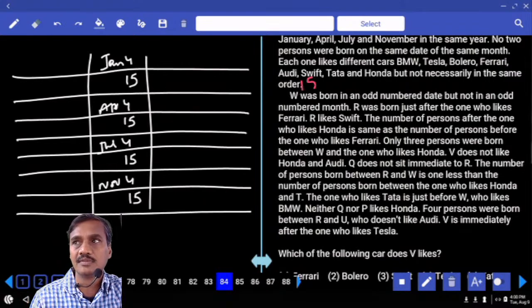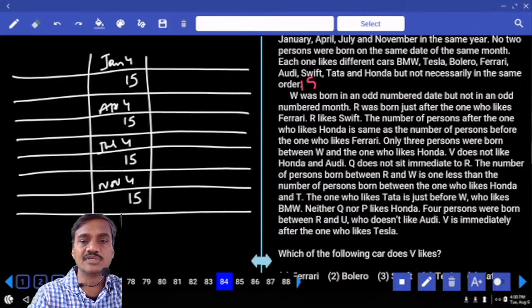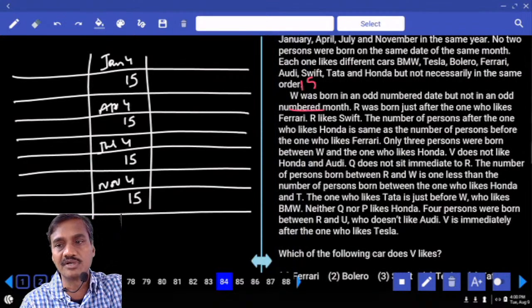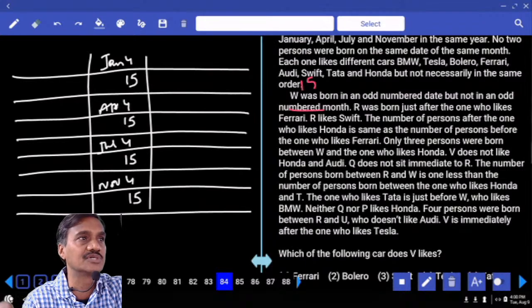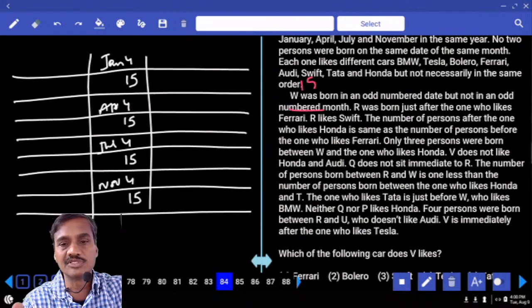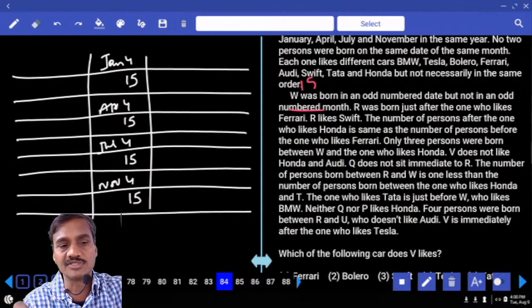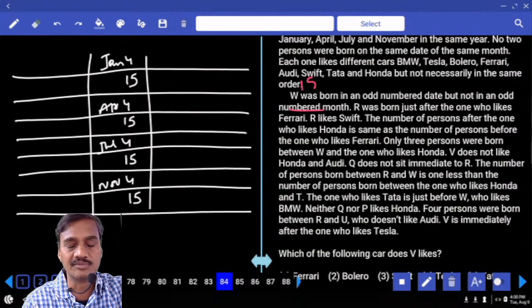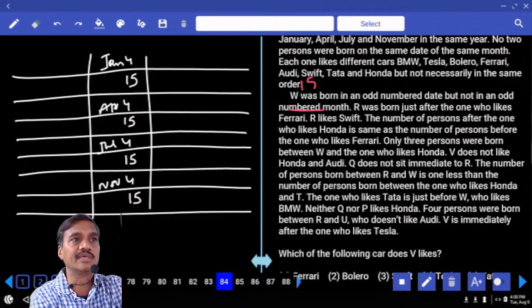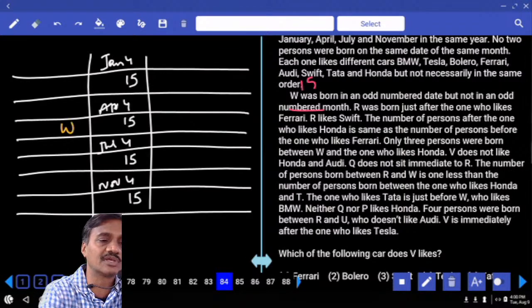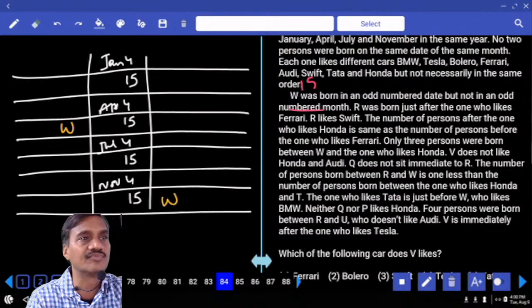But not in the month in which there are odd number days. A small correction is required here: it is not an odd numbered month. He was not born in the month in which odd number days are there. Jan and July have odd number days, 31 and 31. But April and November have even number days. Hence this person must be born in the month in which there are even number days, either April or November. W can be on April 15th or November 15th.